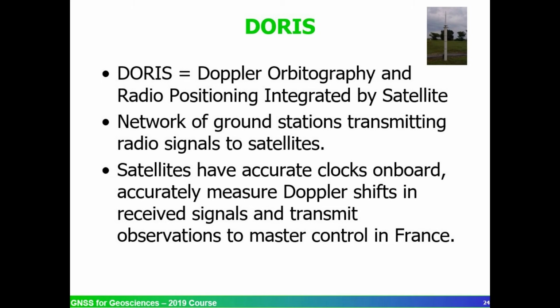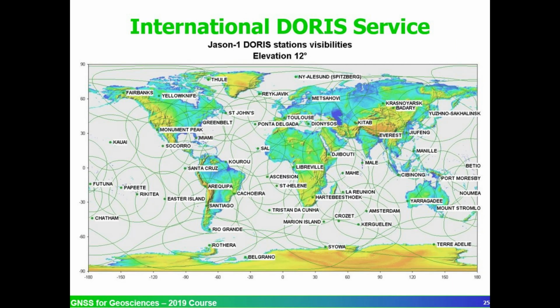DORIS, Doppler orbitography and radio positioning integrated by satellites, a network of ground stations transmitting radio signals to satellites. Satellites have accurate clocks on board, accurately measure Doppler shifts in received signals and transmit observations to master control in France. International DORIS Service.